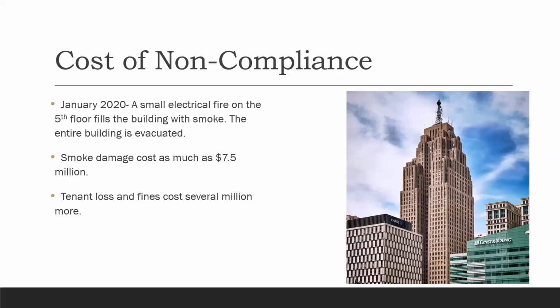This is an example. It's the Penobscot building in Detroit, Michigan. This is early January 2020. And the fire started in the elevator shaft on the 5th floor as an electrical fire. And by the time the fire department could arrive on scene, which remember that's 4.5 minutes, the smoke rose above the 40th floor. So that means in 4 to 4.5 minutes, that smoke without protection rose over 35 floors.